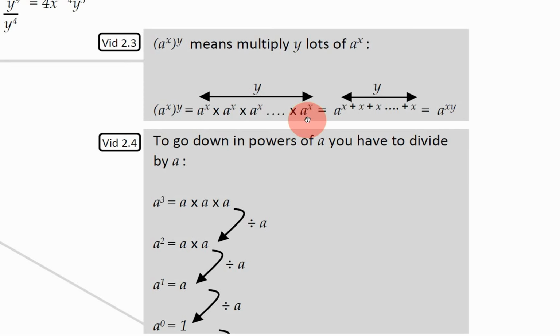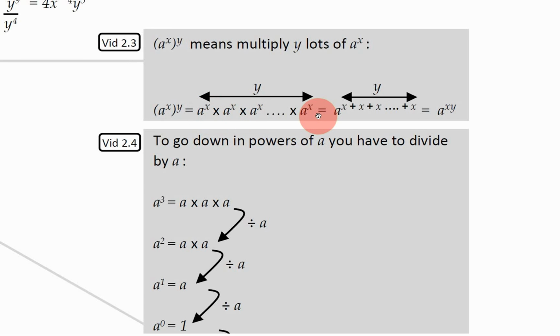Now, if that's hard to imagine or understand, imagine we had a power 2 here instead. Imagine it said a to the power x just squared. That would just be a to the power x times a to the power x, because that's what squared means, times itself. So if you had a squared here, or a 2 there, you would have two of these a to the x's. So if you got y there, you should have y lots of a to the x's. So that's the reason why this is the same as this.